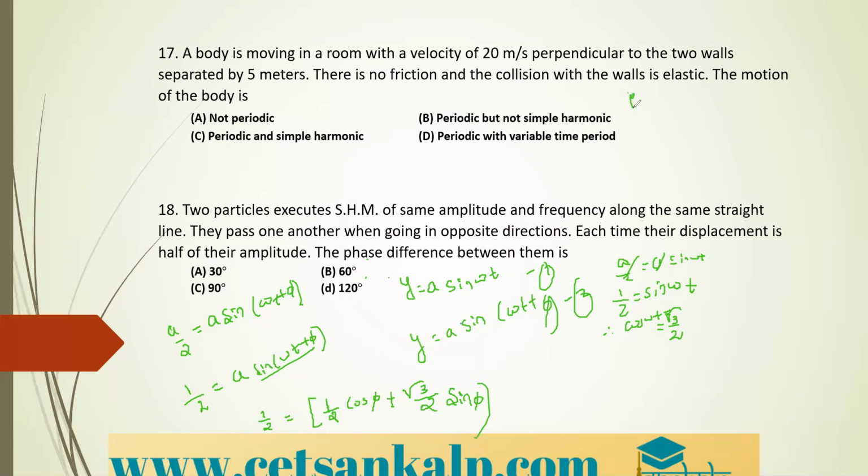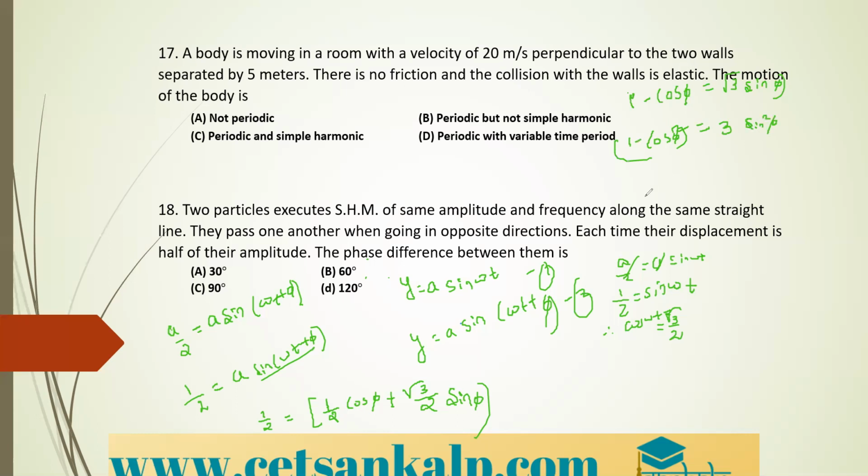It becomes 1 minus cos pi is equal to root 3 sine pi. So you need to simplify this equation. After all simplification, you will get 1 minus cos pi is equal to root 3 sine pi. So on squaring both sides, we will get 1 minus cos pi whole square is equal to root 3 is there, that becomes 3 sine square pi.